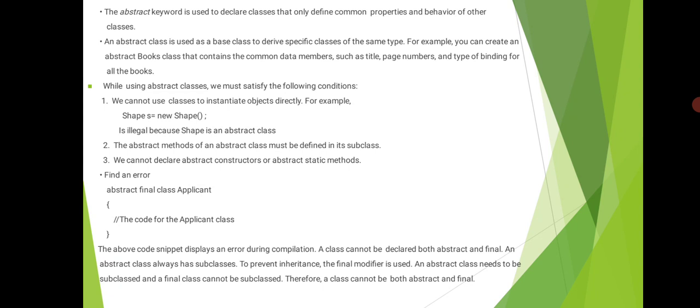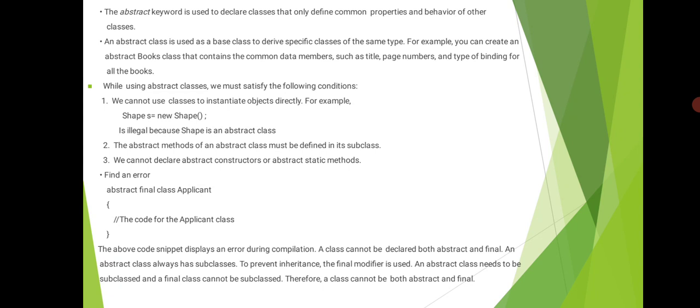So Applicant is a class having both the abstract and final keywords. Is it possible or not? It will give an error, right? Because abstract and final are enemies, they are opposite to each other. Final cannot be inherited but abstract must be inherited. Then this code will give an error. The above code snippet displays an error during compilation, and a class cannot be declared both abstract and final.